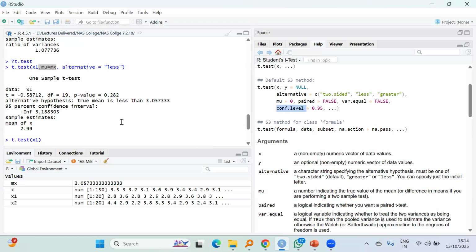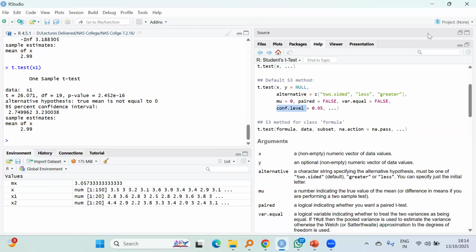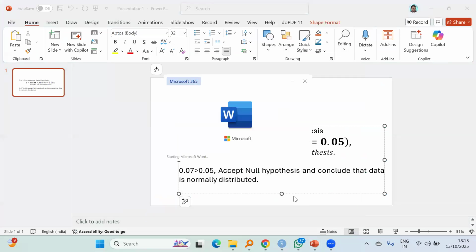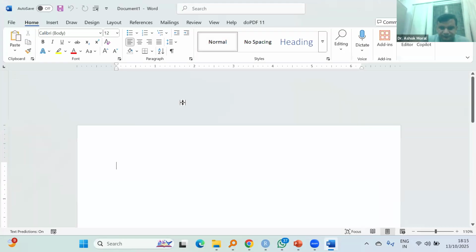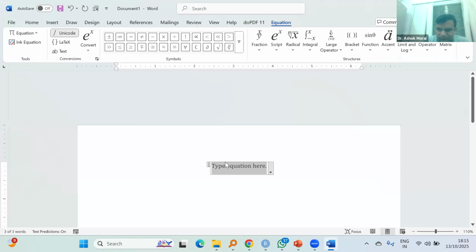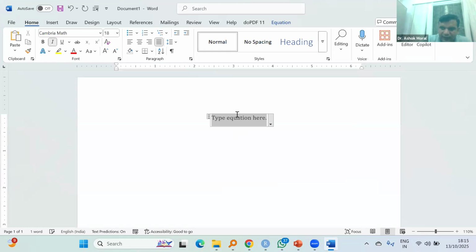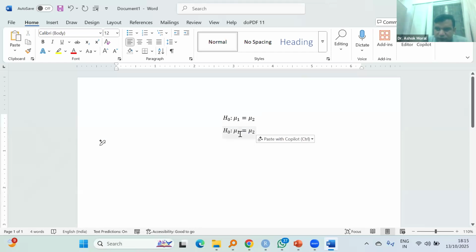And this is the 95% confidence interval. So t dot test x1 and x2, mu is equal to 0. The difference of the two means should be 0, because we said h naught is such that mu1 is equal to mu2. Or in another sense, we can say h naught is like that: mu1 minus mu2 is equal to 0. That is equal to mu.